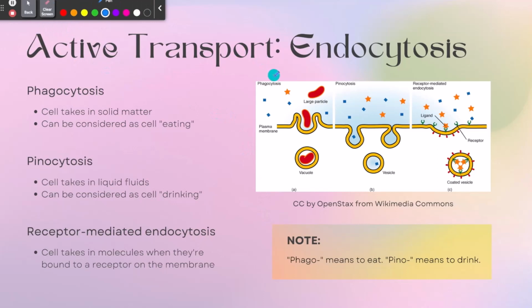So phagocytosis is here, and it takes in solid matter or large particles. With pinocytosis, here it takes in liquid fluids, and then receptor-mediated endocytosis has these little receptors here, or sorry, not the ligand, sorry, the receptor right here. The ligand is what binds to the receptor. For my notes here, I've put that the prefix phago means to eat, and pino means to drink. So eating and drinking.